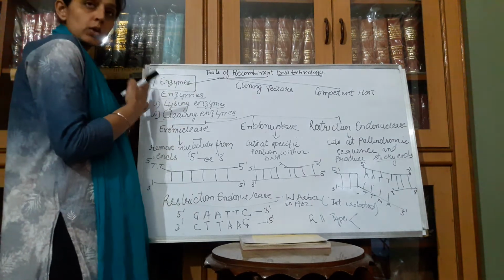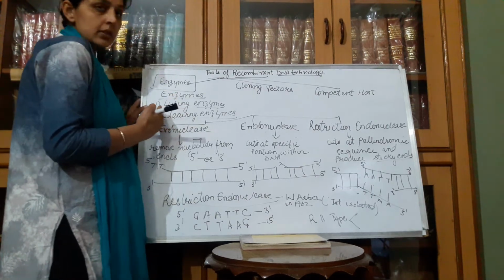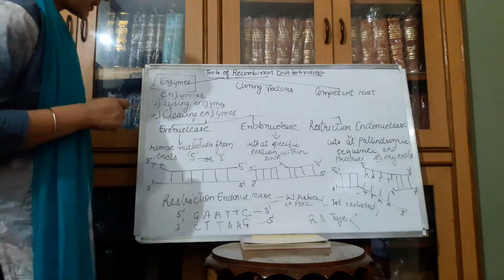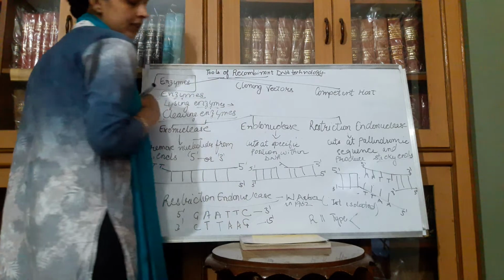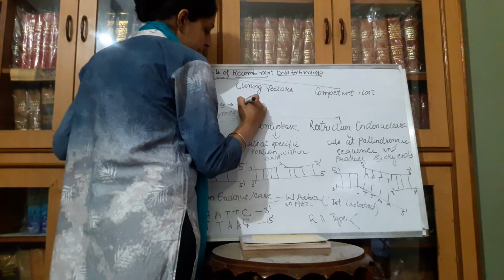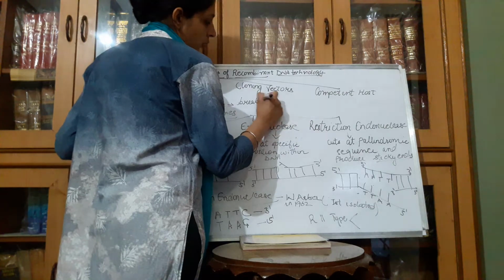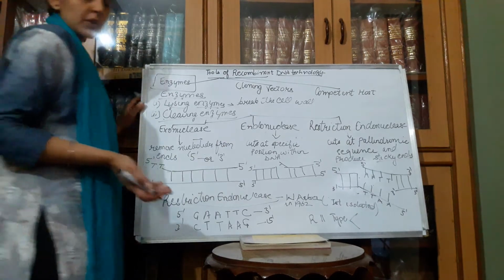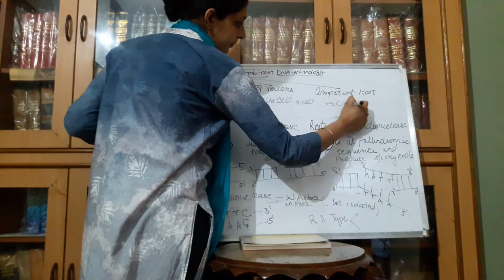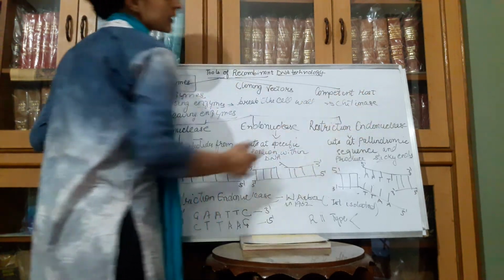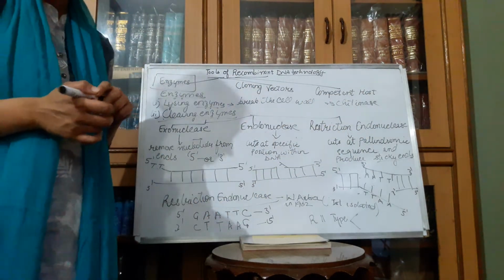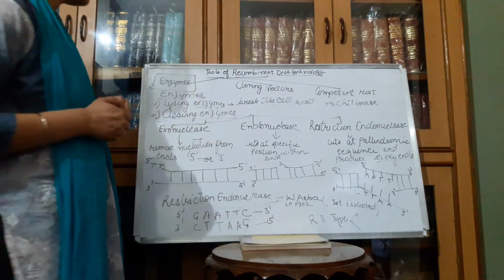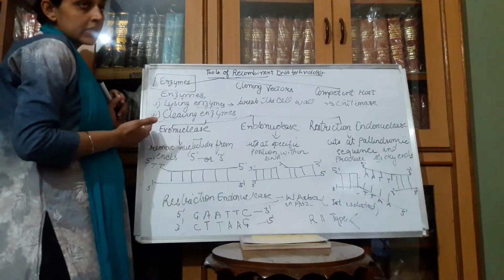Enzymes, I told you, are of two types in biotechnology: lysing enzymes and cleaving enzymes. Lysing enzymes, as I told you earlier, are used to break or dissolve the cell wall. In the case of fungus, it is the chitinase enzyme that dissolves the chitin cell wall. In the case of plant cells, it is the cellulase enzyme that dissolves the cellulose cell wall.